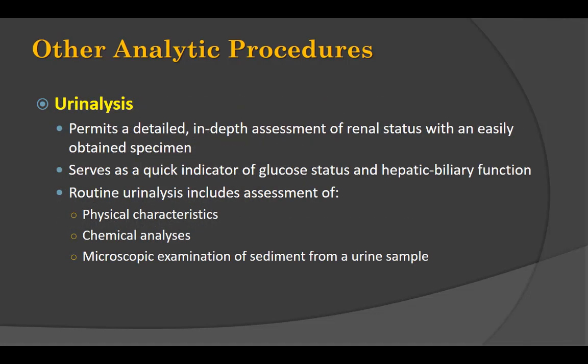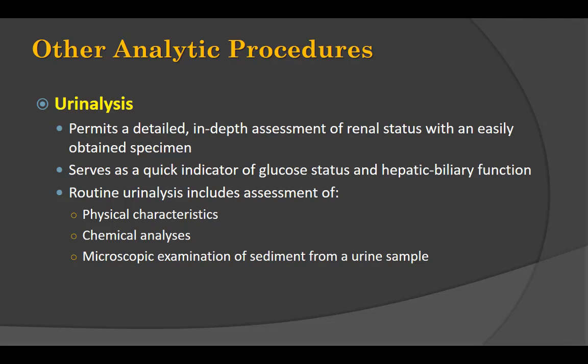Now we come to the last topic, urinalysis under the analytical procedures. Now urinalysis permits a detailed in-depth assessment of renal status with an easily obtained specimen, because you don't have to take any specimen, put the patient in pain or something. So urine is the easiest sample to collect, and it serves as a quick indicator of glucose status and also the liver and hepatobiliary function.